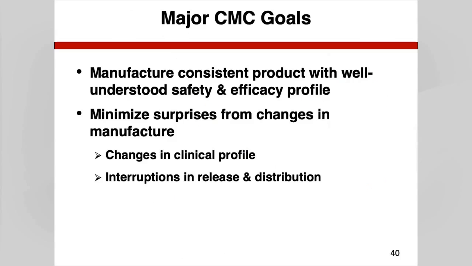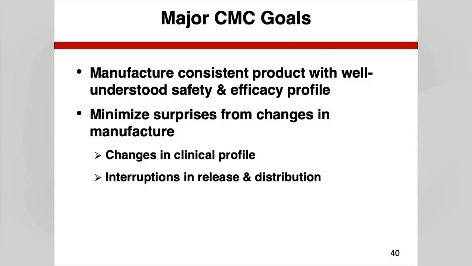Okay, so before we move into our last case study, I want to introduce the subject by saying, what are our major CMC goals? Well, we want to manufacture a consistent product with a well-understood safety and efficacy profile. That's the bottom line, right? And we don't want to have any surprises in the safety and efficacy profile that result from manufacturing changes that we may make. We don't want to have any changes in the clinical profile or any interruptions in release and distribution of the products.